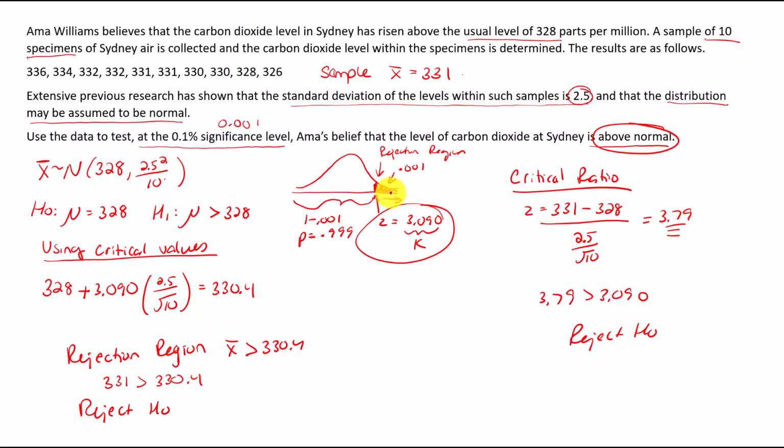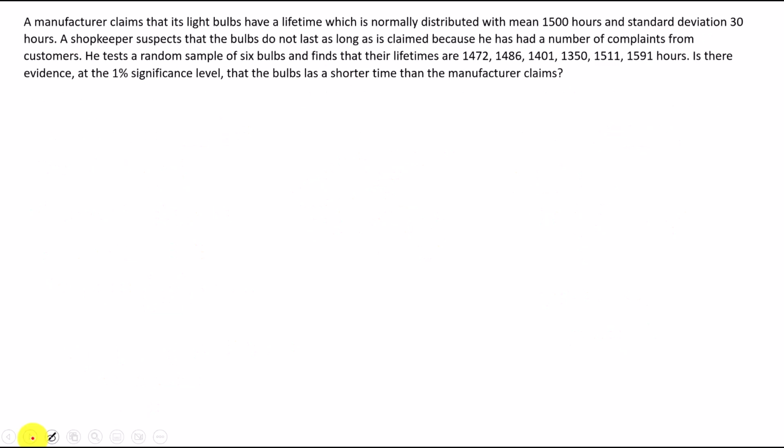Because this 3.79 is in this region right here. Okay, that's my rejection region. Okay, and so that's how you do critical values and critical ratio. So we're going to look at another example.